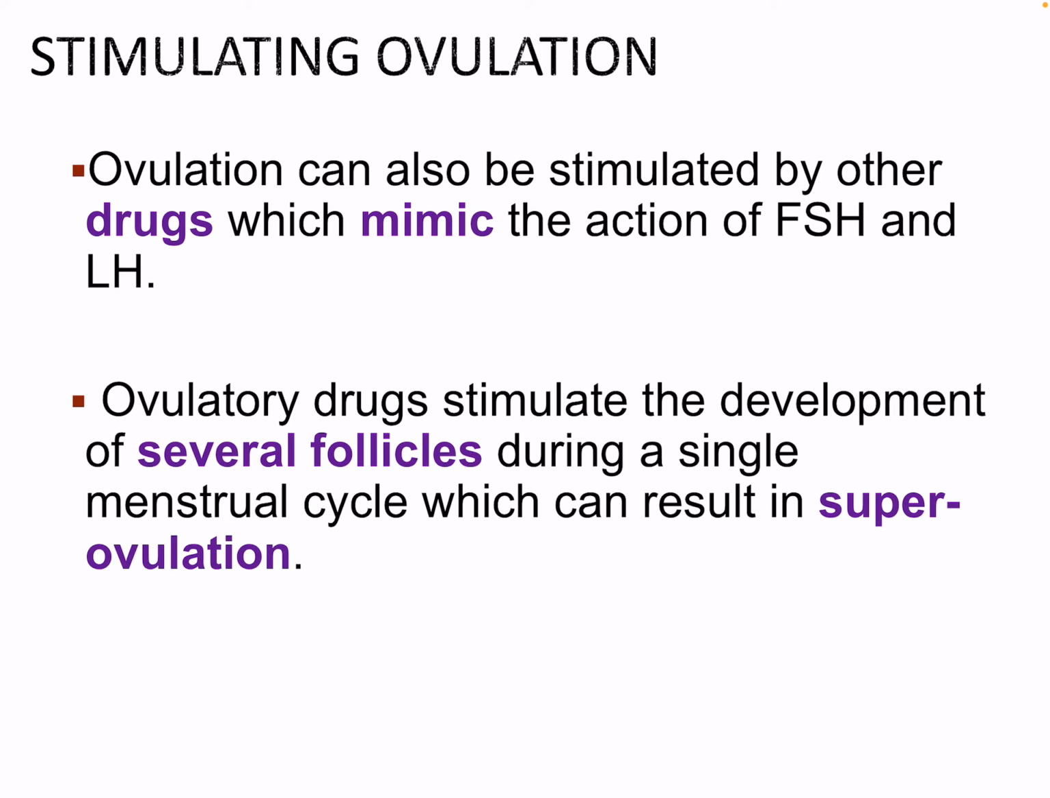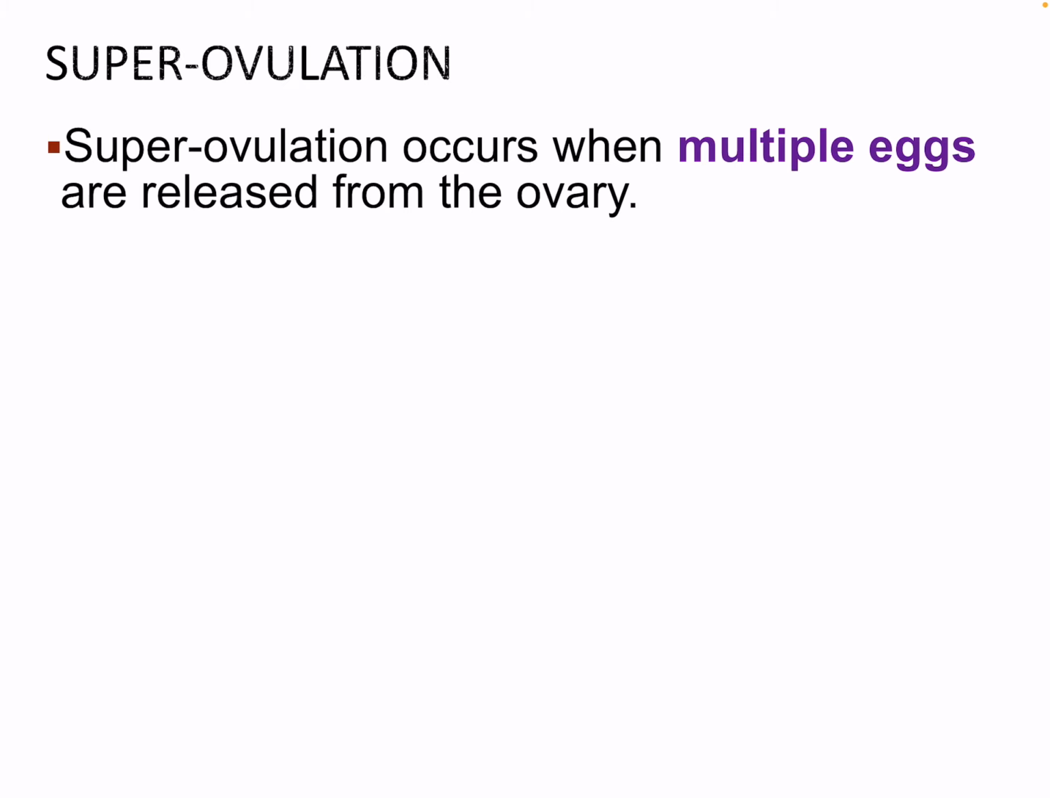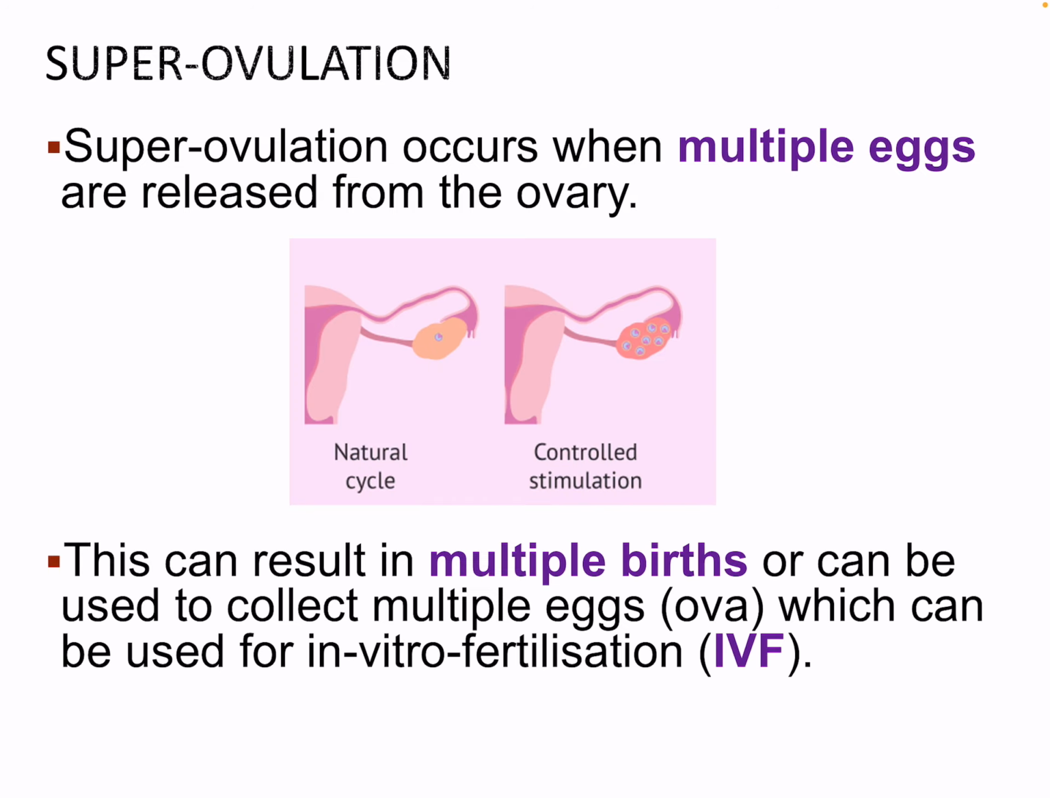These drugs will stimulate the development of several follicles during one menstrual cycle, and this can result in something called superovulation. That is, many eggs being released from the ovaries at one time. Okay, so if you get multiple eggs released from the ovary, and they are all fertilised by a separate sperm, that can then result in multiple births.